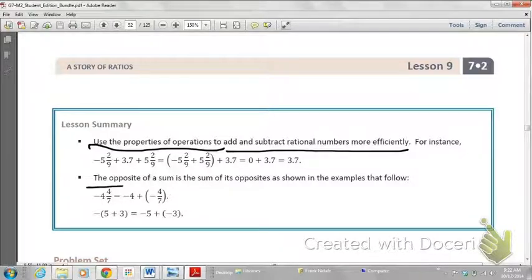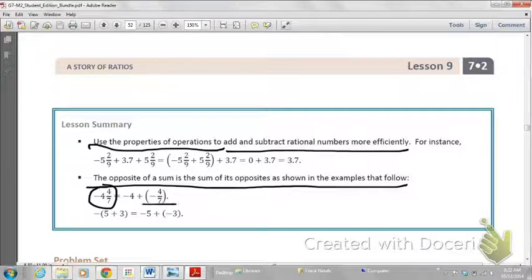Again, this opposite of a sum is the sum of its opposites. Very, very important concept to follow, and it is one that allows us again to be much more efficient. Okay, and that is that idea of taking a mixed number, for example, and splitting it apart into two rational numbers. More important than many concepts you'll see.